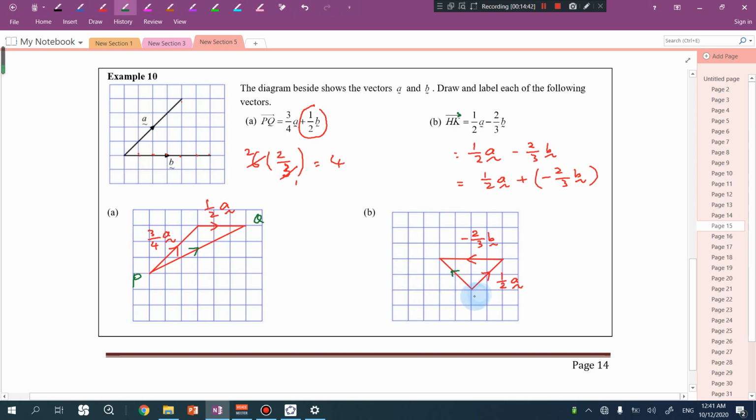So this HK, from H to K, this is 1 over 2a minus 2 over 3b. Okay, let me check. Okay, correct. So this is the answer. So this is the way how we draw the resultant vector.